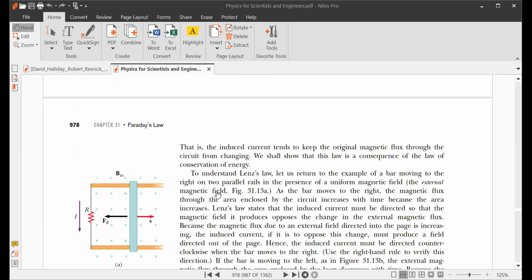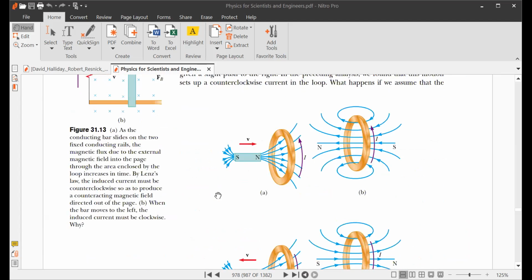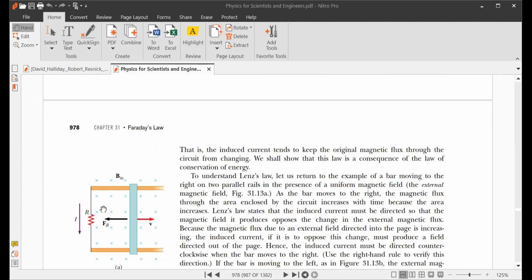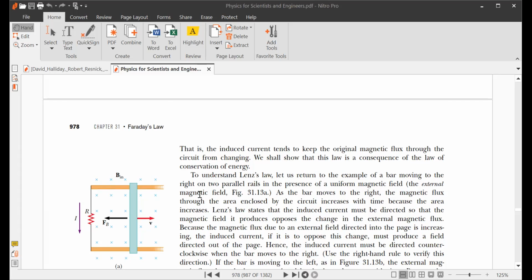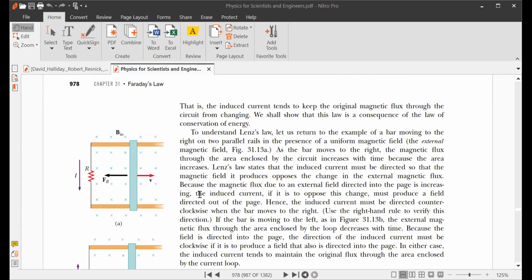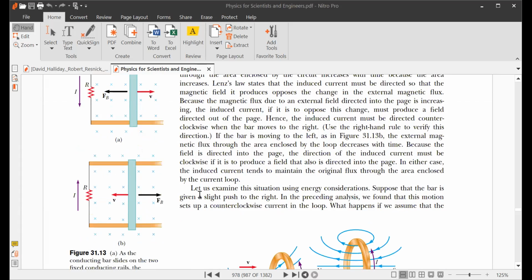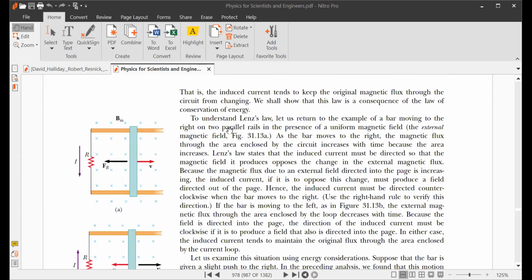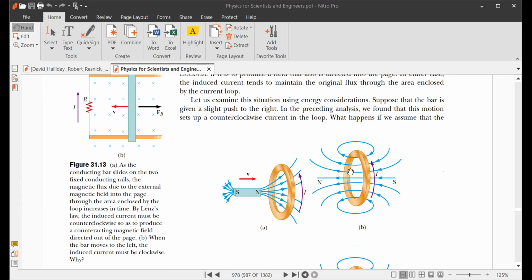Kemudian ada hukum Lenz. Kalau kita lihat di sini yang gambar pertama, fluksnya makin besar. Fluks makin besar itu cenderung melawan, sehingga medan magnetik induksi yang dihasilkan seperti ini. Ekivalen dengan batang magnet didekatkan, dan batang didekatkan itu fluksnya makin besar, sehingga dia berkecenderungan melawan. Nah, itu ekivalen dengan gambar A yang di sini.